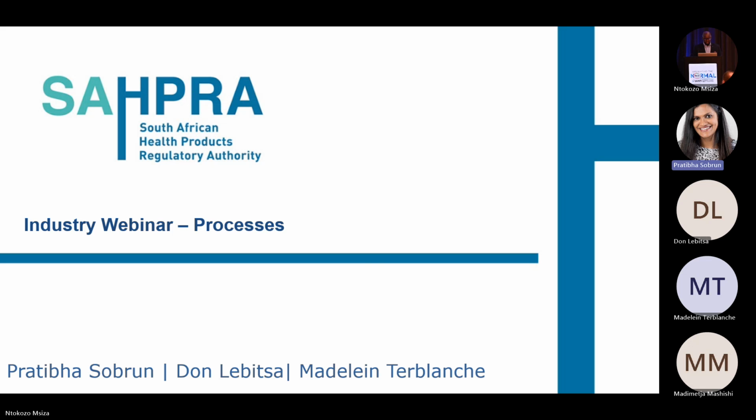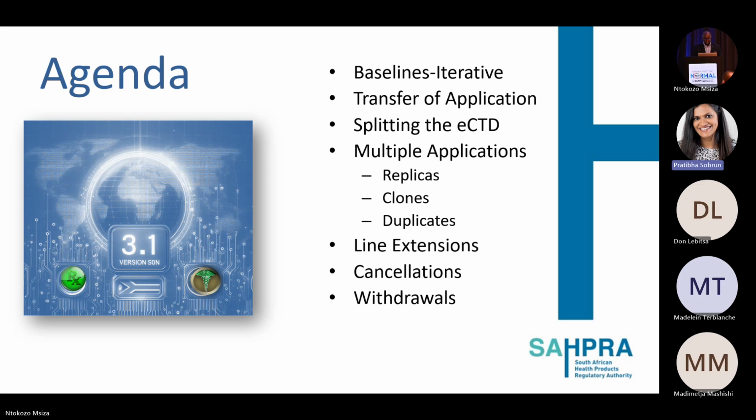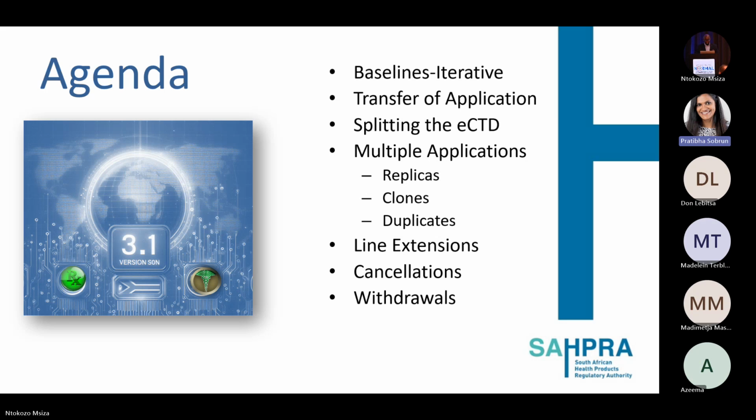If we go to the next slide. Today we will be looking at the baselines, the iterative approach, transfer of applicancies, splitting the eCTD, multiple applications, covering replicas, clones, and duplicates, line extensions, cancellations, and withdrawals. Next slide, please.